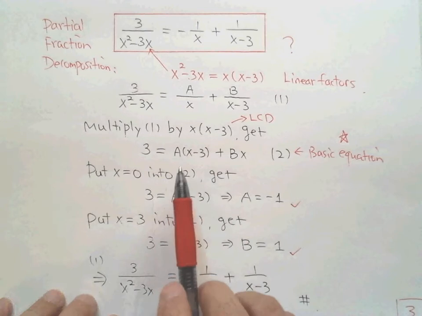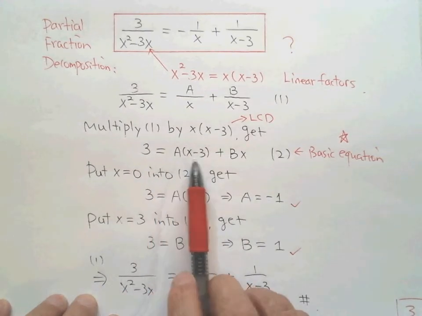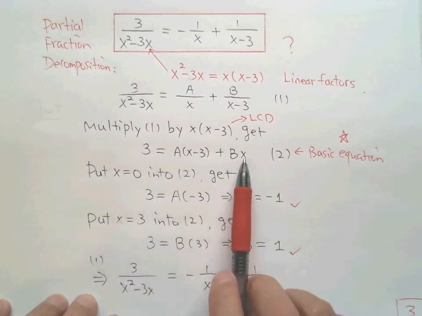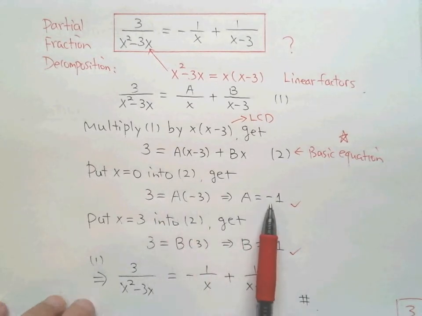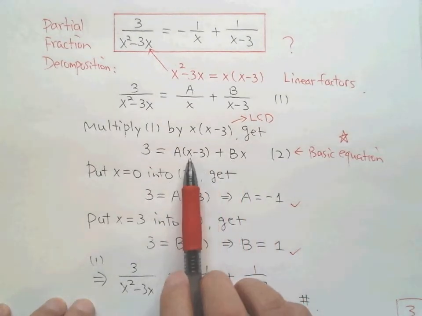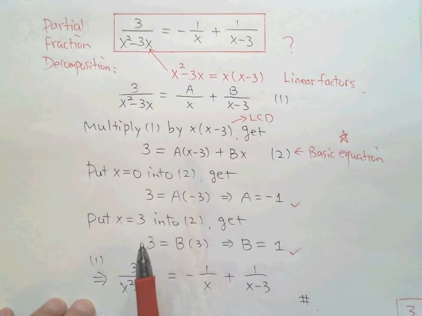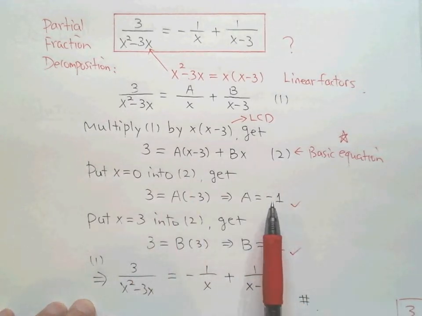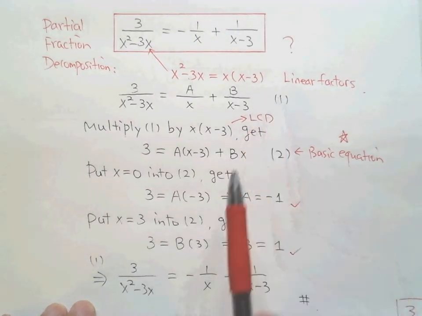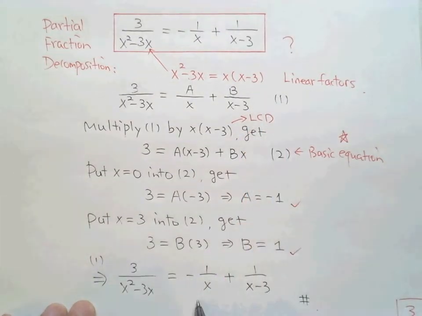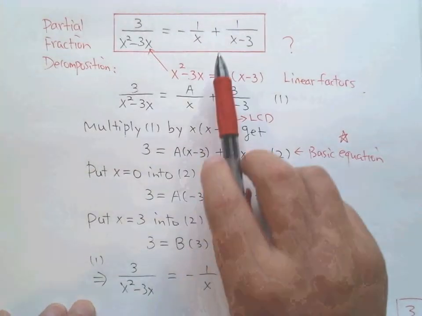Just plug in special values directly to find A or B separately. Remember this. If we want to find A, plug in x equals 0, we don't have B, right? And then we get A equals -1. If we want to find B, plug in x equals 3, so we don't have A, right? And then we get B equals 1. See, easy to get A and B. We plug it back to the first equation. See, that's the decomposition. It is the same, right?